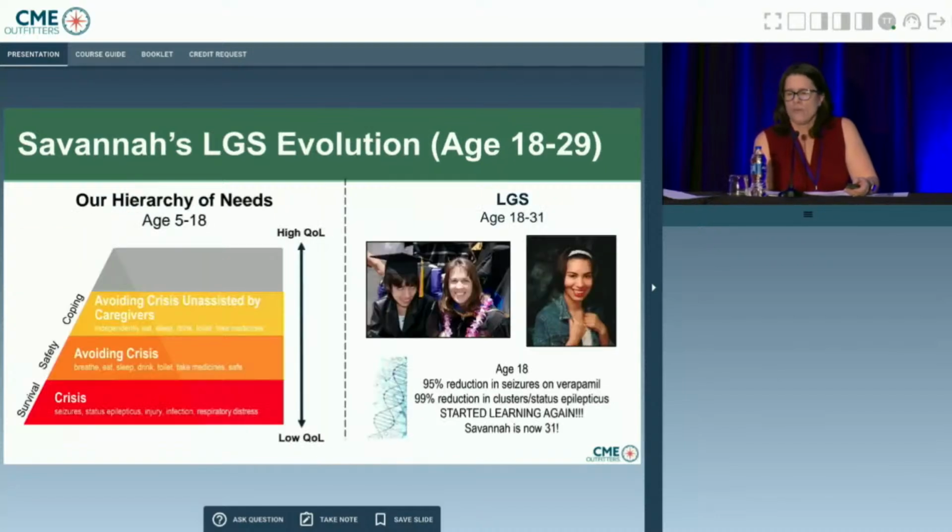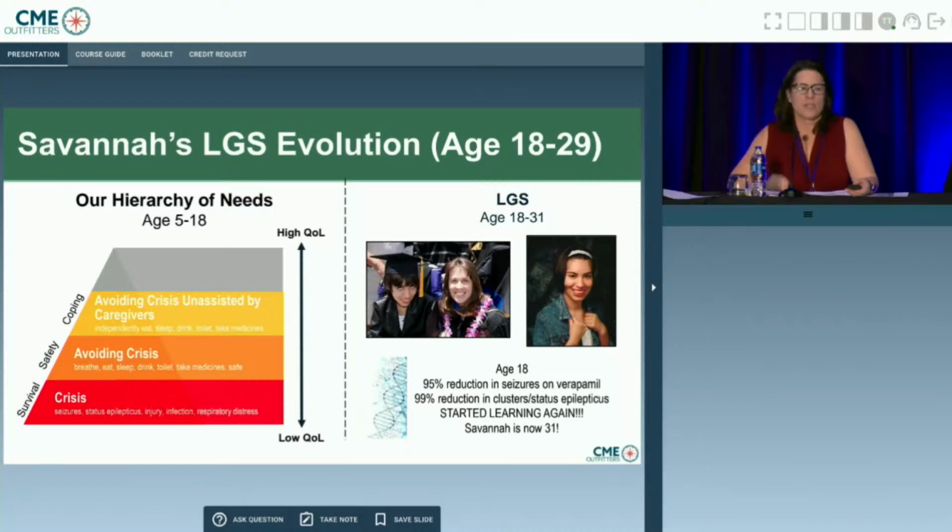It affects the whole family, and I like this graphic here on your right because it talks about really what our lives were like for the first 18 years. If we weren't in crisis mode, which was seizures or status or injury or infection, we were in avoid-crisis mode. Is she just eating, sleeping, pooping, peeing, taking her meds, drinking, breathing? That's it. Don't talk to me about school. I'm just trying to keep this kid alive.